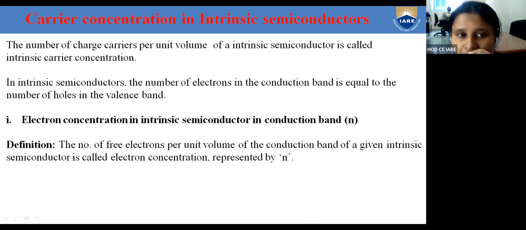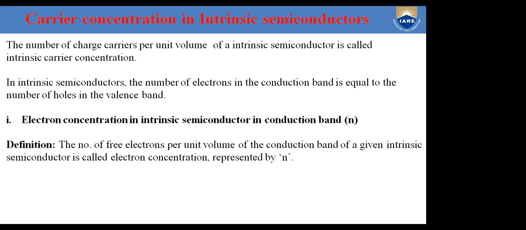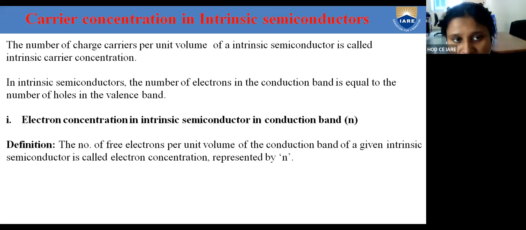And what is the other name for carrier concentration? It is also called charge carrier density, the density of charge carriers. So charge carrier density is also the same thing, the number of charge carriers per unit volume. So the other name for carrier concentration is charge carrier density.